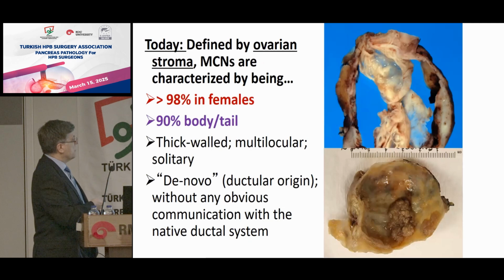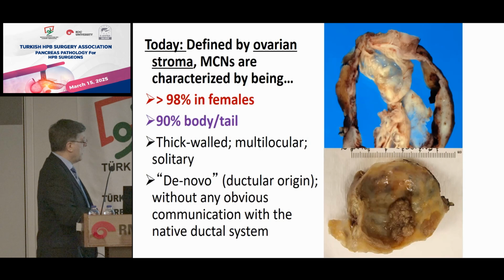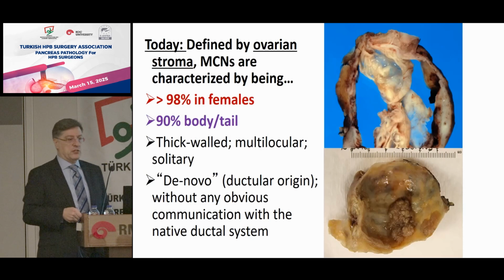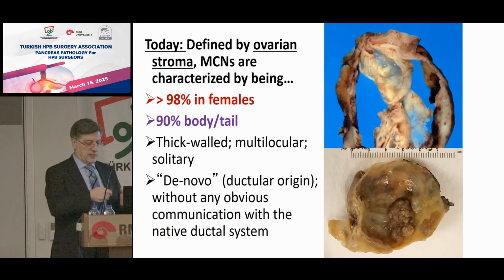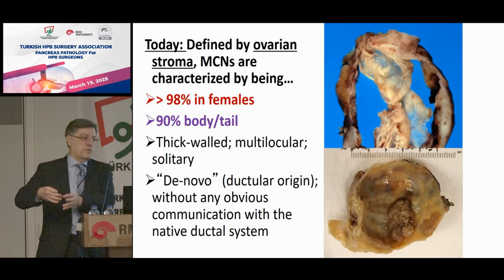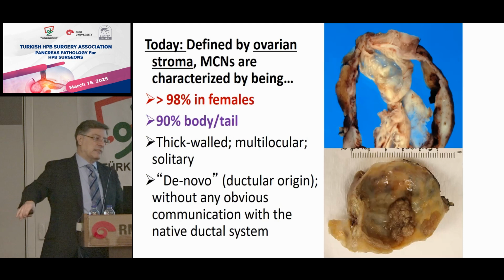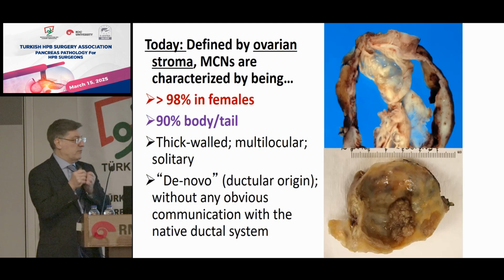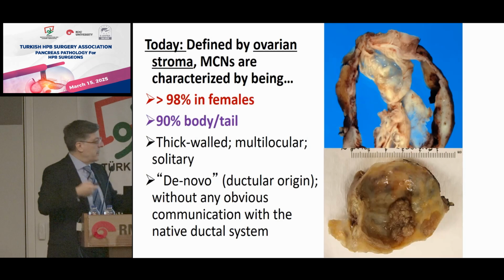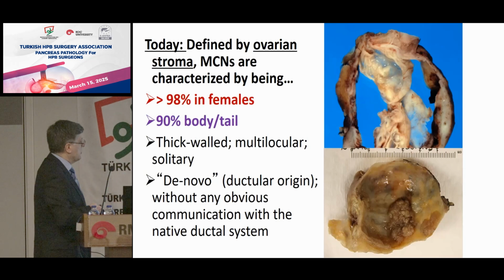And most of them are also in the body and tail, forming these demarcated multilocular cysts. They are obviously of ductal lineage, ductal origin, but they do not show overt communication with the ductal system. We presume they're arising from really very small branch duct-like things, maybe duct ectasias, if you will, and with the ovarian stroma, they form these isolated multilocular cysts.